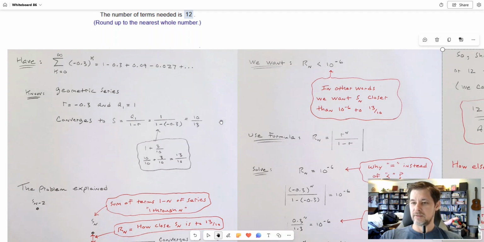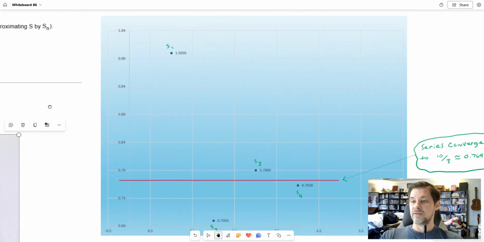I think to understand this question, I need to understand what it means to say this series converges to 10 over 13, okay? So we could look at it like this. I could say the more of these terms I add together, the closer that grand total is going to be to 10 over 13, okay? We could visualize that if you wanted to like this.